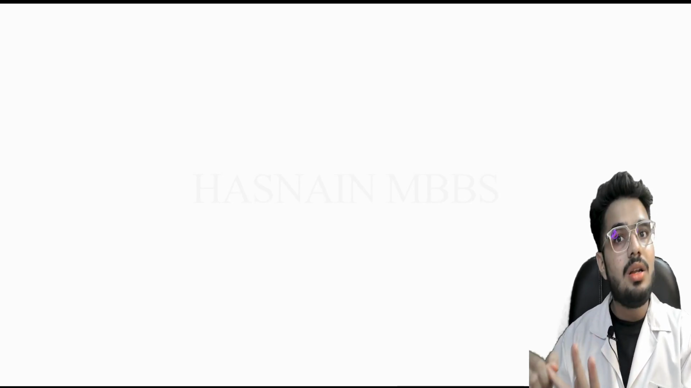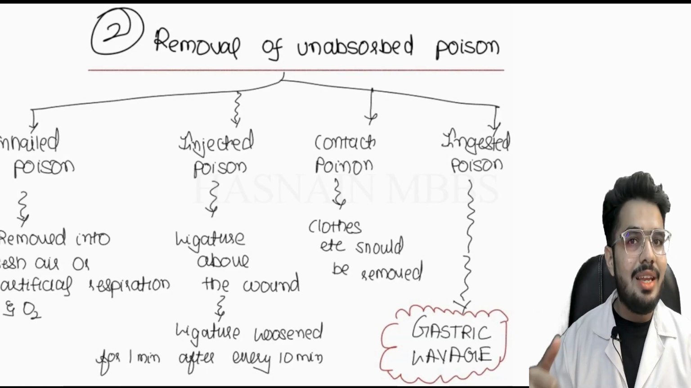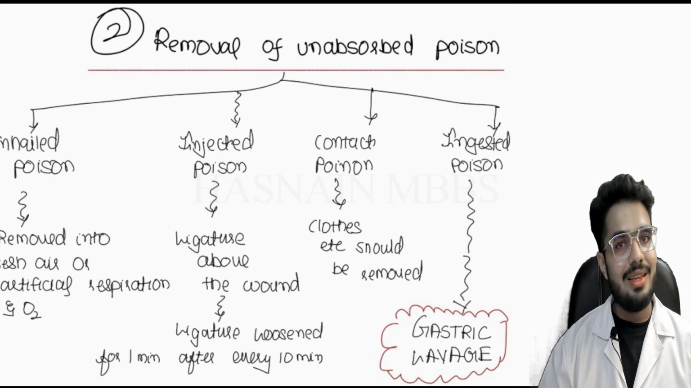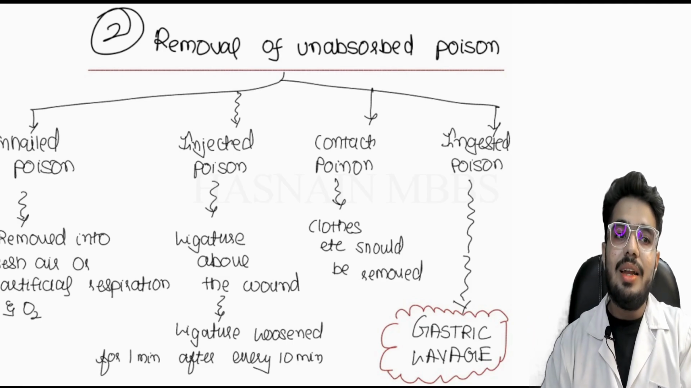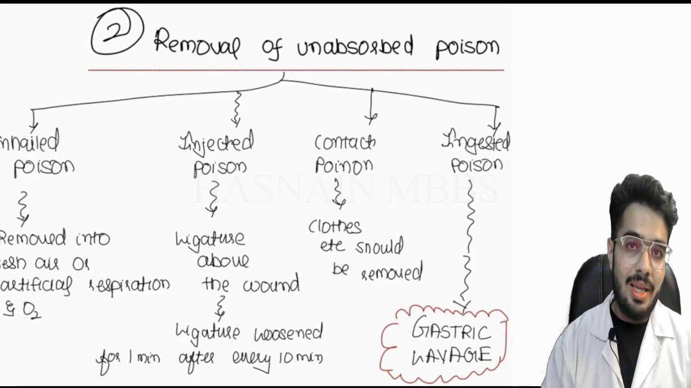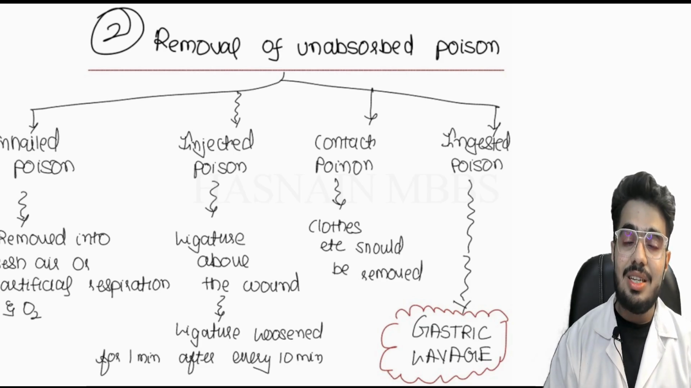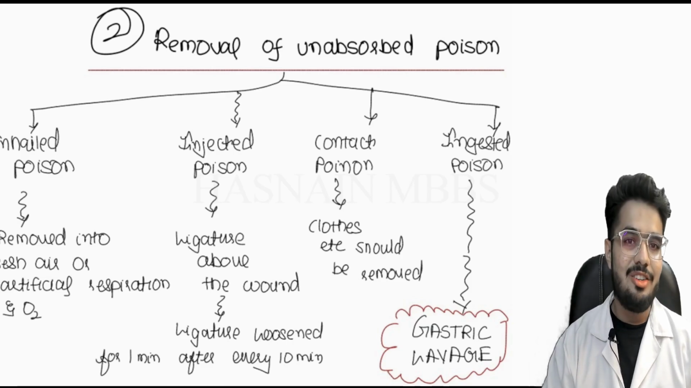Secondly is the removal of the unabsorbed poison. So how are we going to remove the unabsorbed poison? There are various methods. If a poison is an inhaled poison, we will give O2 supplementation. So O2 supplementation will remove the unabsorbed poison. If it is an injectable poison, we will put a ligature above the wound, and the ligature should be loosened for 1 minute every 10 minutes. Why? If we don't loosen the ligature, it will cause stagnation of the blood and can lead to necrosis and gangrene. And if it is a contact poison, as I mentioned in OP poisoning, clothes should be removed. And in case of an ingested poison, we have to do gastric lavage.